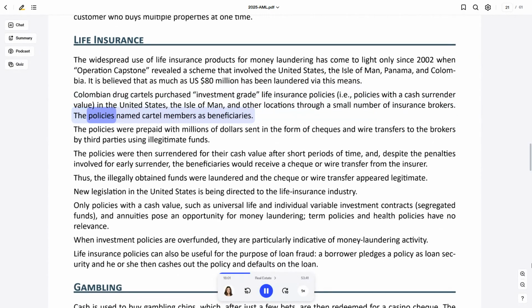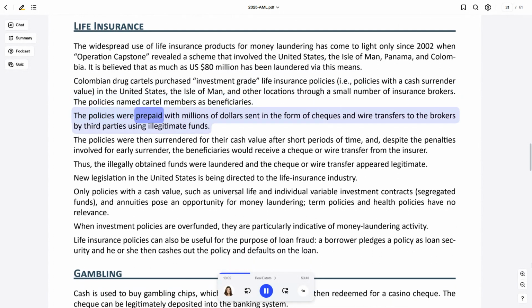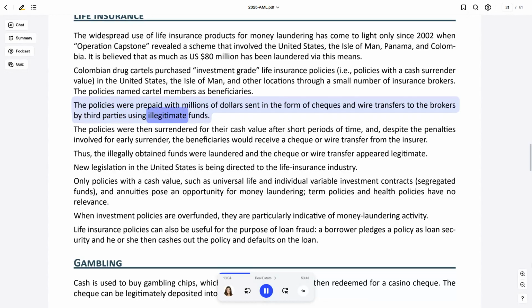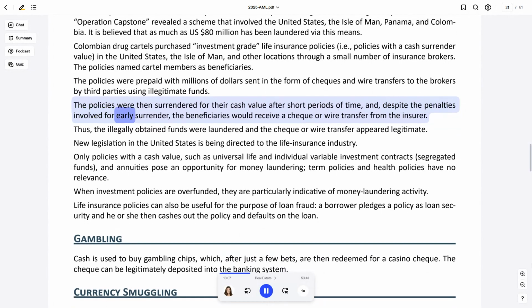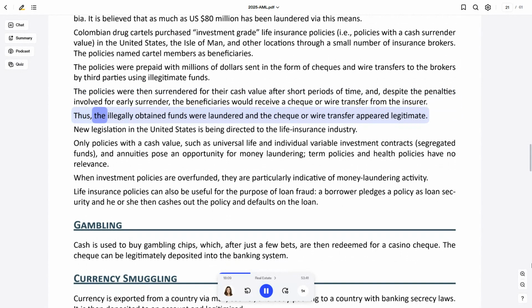The policies named cartel members as beneficiaries. The policies were prepaid with millions of dollars sent in the form of checks and wire transfers to the brokers by third parties, using illegitimate funds. The policies were then surrendered for their cash value after short periods of time, and, despite the penalties involved for early surrender, the beneficiaries would receive a check or wire transfer from the insurer. Thus, the illegally obtained funds were laundered, and the check or wire transfer appeared legitimate.